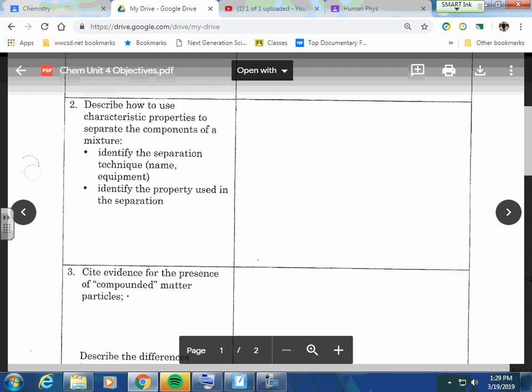So first of all, we can use properties like the size of the particles. If we're separating them based on the size of the particles, we might do something like filtration. Something to separate the parts out physically, like a strainer. We could use filter paper.